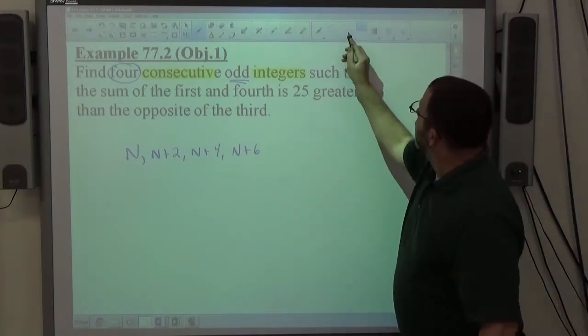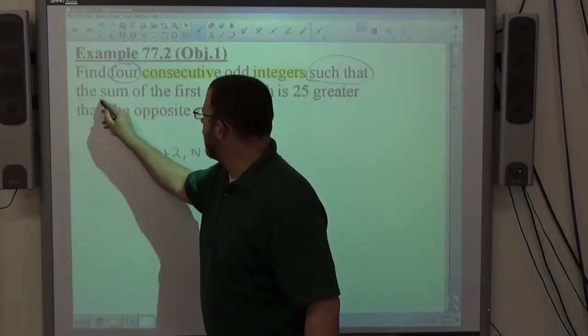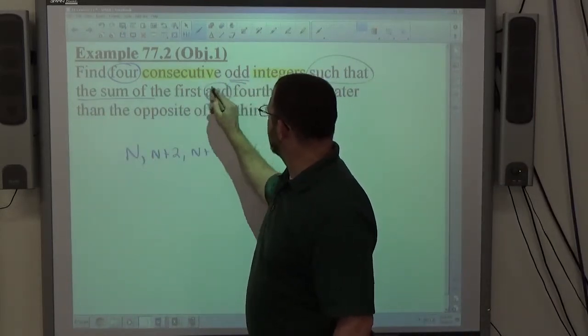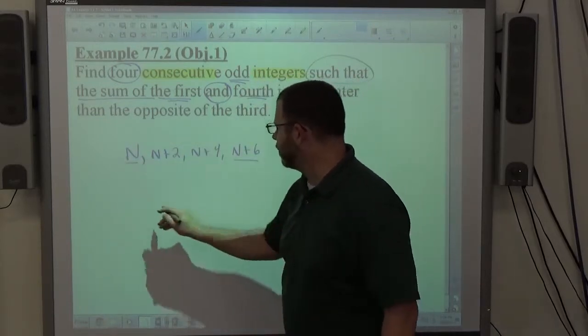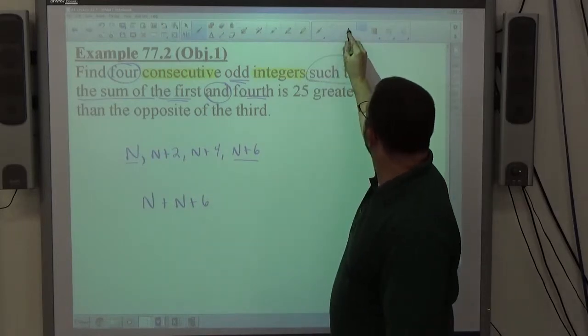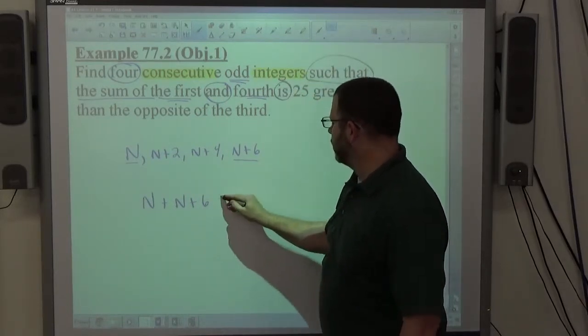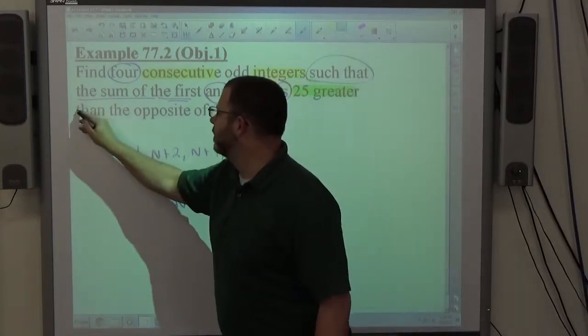All right. Once again, such that means an equation, starting with the sum of the first and fourth. So the first is being added to the fourth. First is n, fourth is n plus 6. n plus n plus 6. Is means equals. Anytime we see greater than or less than, we ignore it until the end.